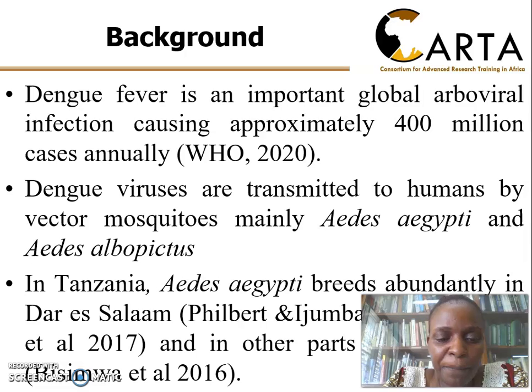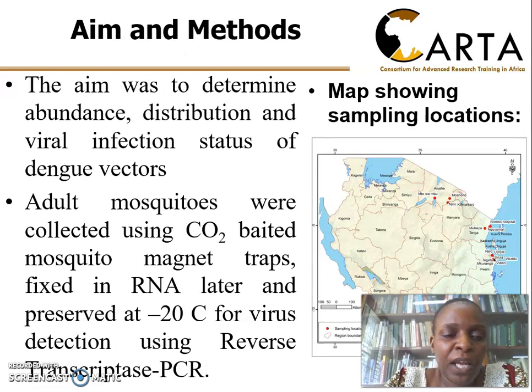But in Tanzania, we only have Aedes aegypti that breeds abundantly in many parts of the country. Aedes aegypti is also responsible for other arboviruses such as yellow fever, chikungunya, Rift Valley fever, Zika, etc.